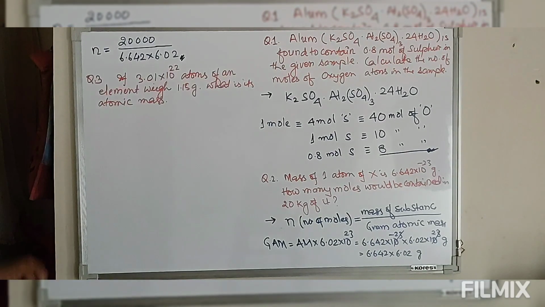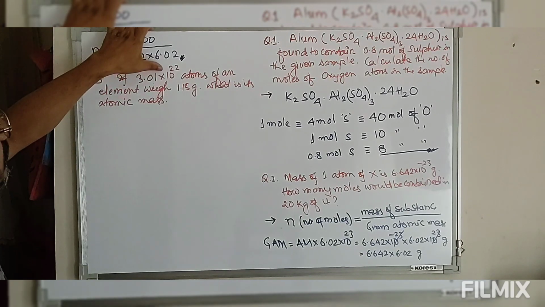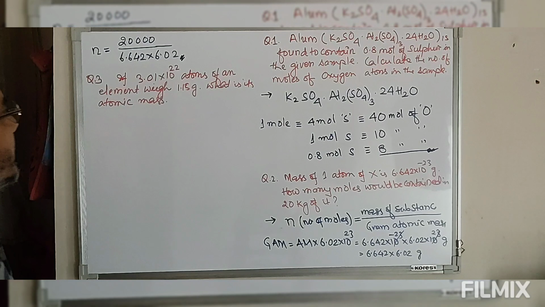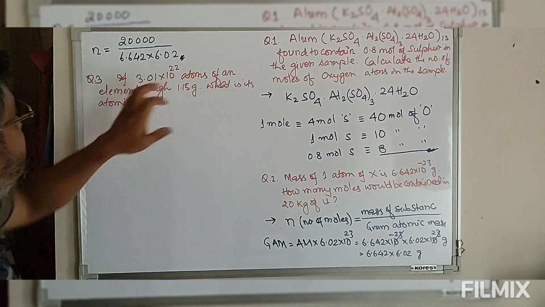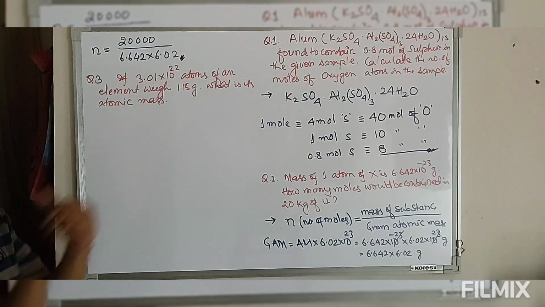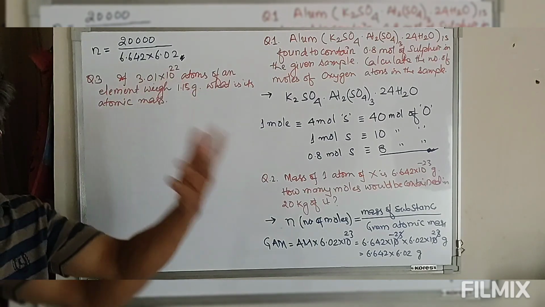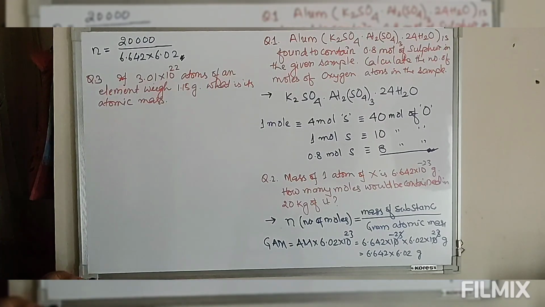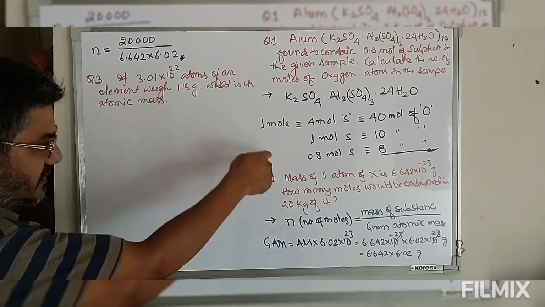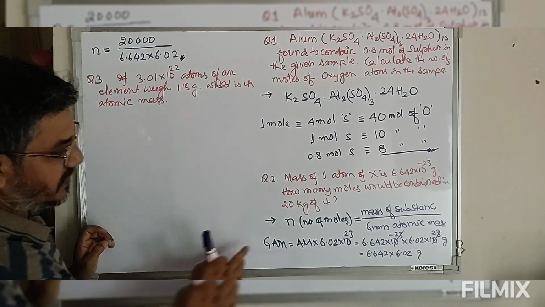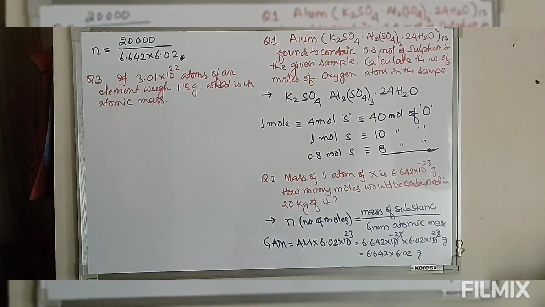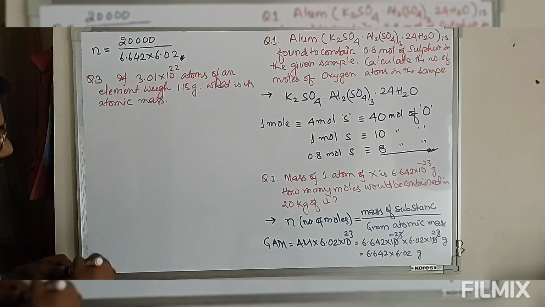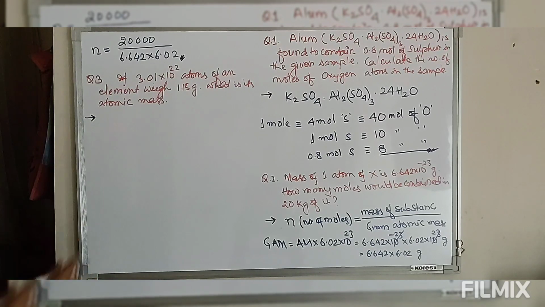Let's take the next question. The question says: 3.01 into 10 to the power 23 atoms of an element weigh 1.15 gram. What is its atomic mass? Now we have to find, look at this, it is gram, so we have to find the gram atomic mass. Before this, in question number 2, we also used this term. Gram atomic mass is the mass of 1 gram atom, that is 6.02 into 10 to the power 23 atoms. So we have to find the gram atomic mass.